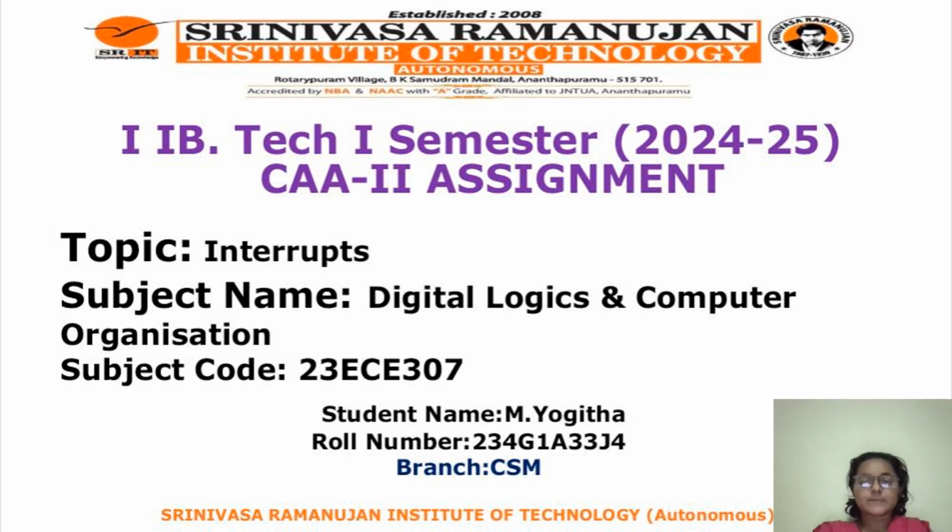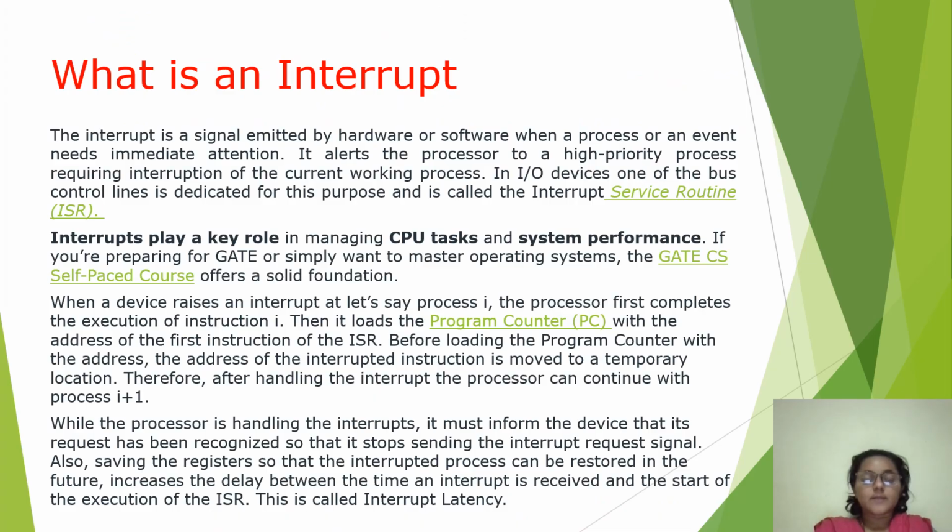Here I'm going to explain about interrupts in digital logic and computer organization, and the subject code is 23ECE307. First, what is an interrupt? An interrupt is a signal emitted by hardware or software when a processor or an event needs immediate attention. When we perform an action where immediate attention is needed, that interrupt signal is emitted.